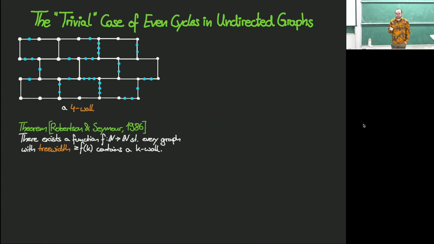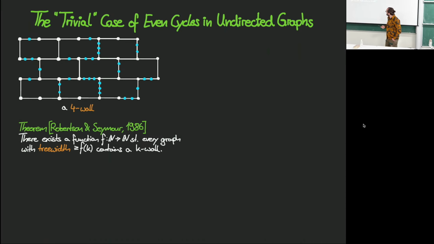But there's a contrast somehow, because while even directed cycles are very complicated objects to deal with, even undirected cycles are quite the opposite. So here's a very short one-slide proof that even undirected cycles have the integral Erdős-Pósa property. This object here is a wall. It's this hexagonal grid shape where I'm allowed to subdivide edges.